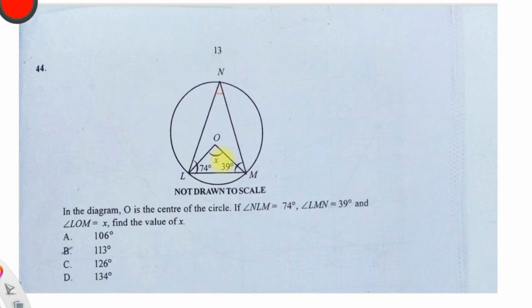This is our first theorem. We say that the angle formed by an arc or chord at the center of the circle is equal to 2 times the angle formed by the same arc or chord on the circumference. So it means that x is equal to 2 times this angle. If you know this angle, you can get x easily.